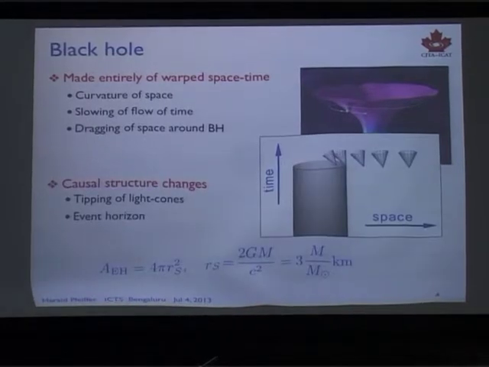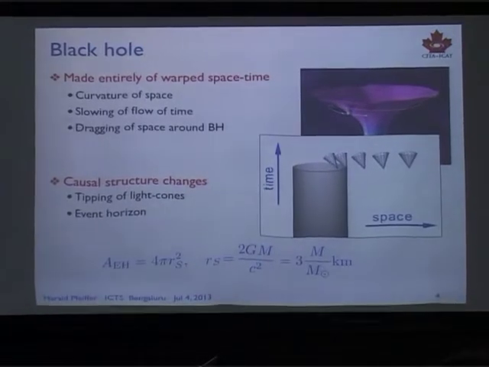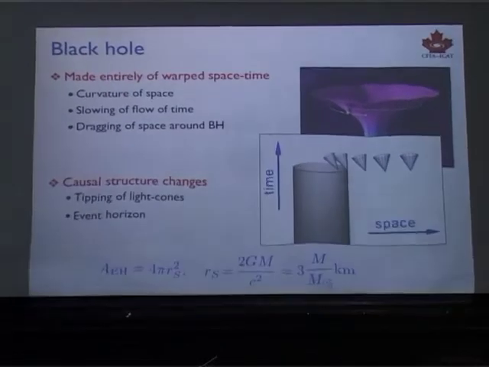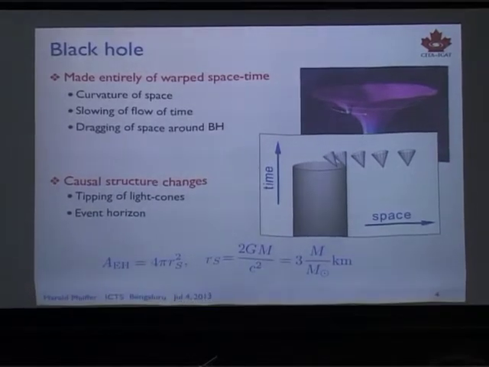Furthermore, the warpage of space and time is so strong that the causal structure changes. The well-known tipping of light cones as you approach the event horizon. And inside the event horizon, the light cones are completely inward pointing. And that's the reason why nothing can escape from black holes.